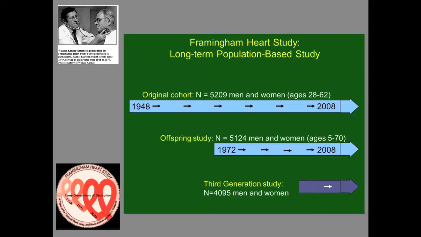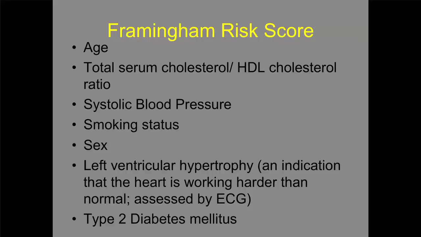And they've started several other generational studies. So there was an offspring study started in 72, and a third generation study started fairly recently. And it's this sort of data that has led us to understand what the risk factors might be. Most of it is driven by age, and that's a problem, and I'll tell you why in a little while. Cholesterol and HDL cholesterol ratio, which I've mentioned, blood pressure, smoking status, gender, because of course, in general, in the UK population, males suffer cardiovascular disease more than women. That's not true in every country, as it happens. A measure of how hard the heart is working, so left ventricular hypertrophy, which can be measured using ECGs, to be technical, and type 2 diabetes. So that study identified all those risk factors as being important.